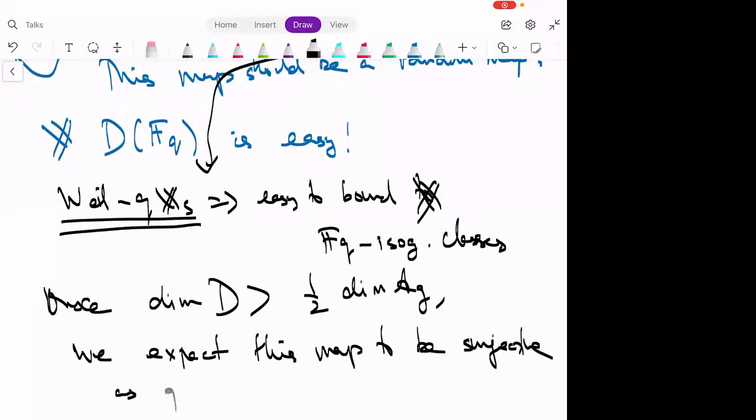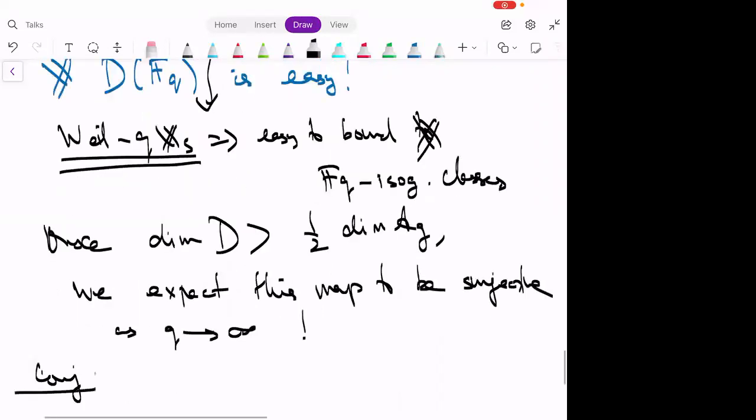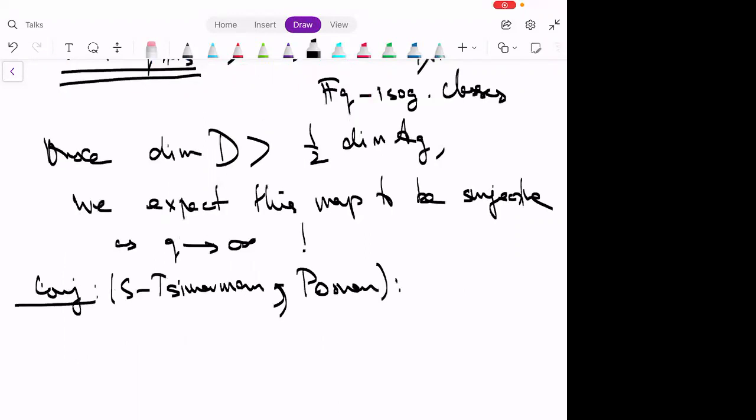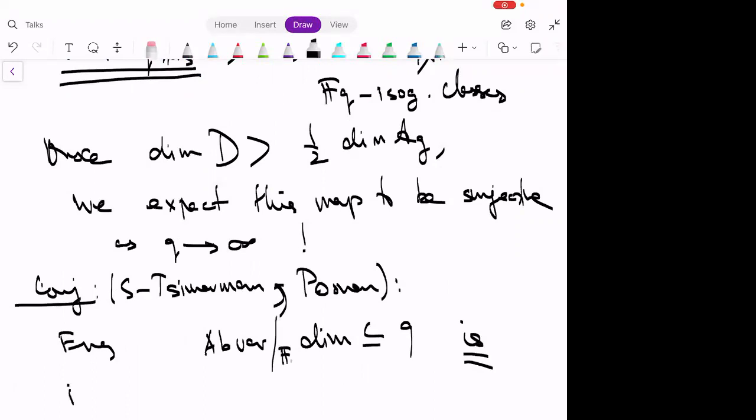As Q goes to infinity. And therefore, we expect that every abelian variety over FP bar with dimension less than or equal to 9 is indeed isogenous to a Jacobian.